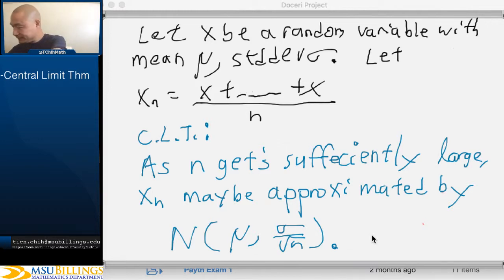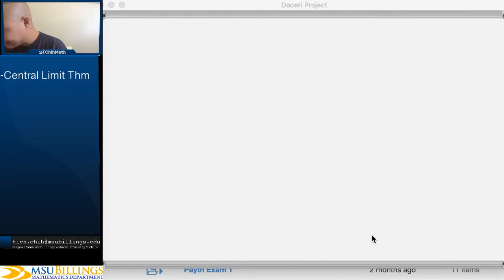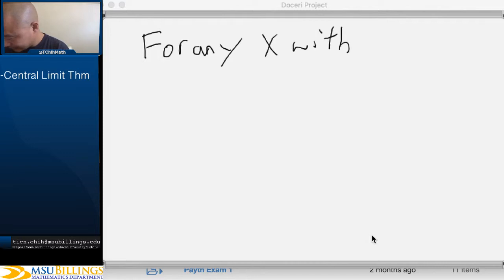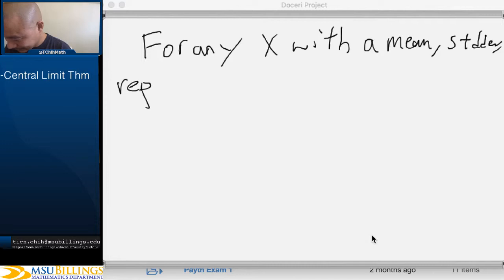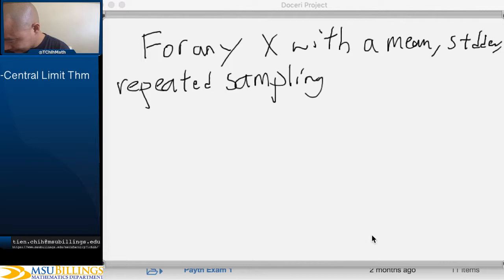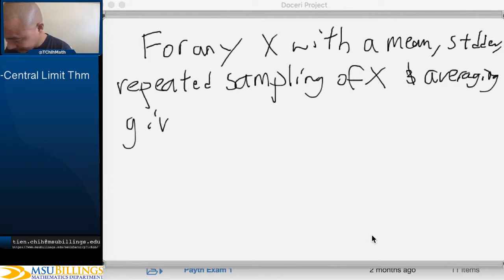And this is, let me write that out explicitly. This is super important here. For any x with a mean and standard deviation, repeated sampling of x and averaging gives us normality.